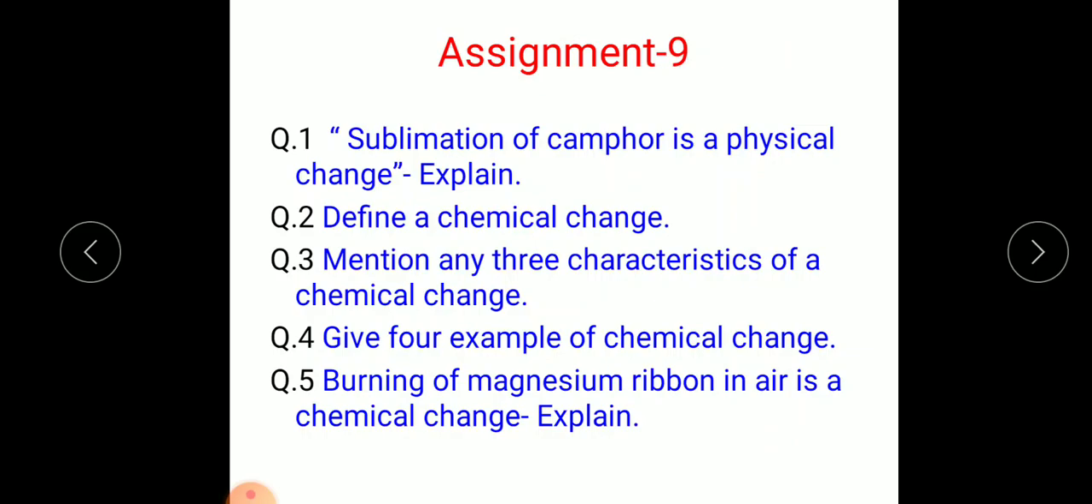Now today's assignment. Question number 1. Sublimation of camphor is a physical change. Explain this statement. You can take the help of the activity that we have seen. Next, define a chemical change. Write down its definition. Question number 3. Mention any 3 characteristics of a chemical change. Question number 4. Give 4 examples of chemical change. And question number 5. Burning of magnesium ribbon in air is a chemical change. Explain how it is. So complete this assignment and send it in my mail.